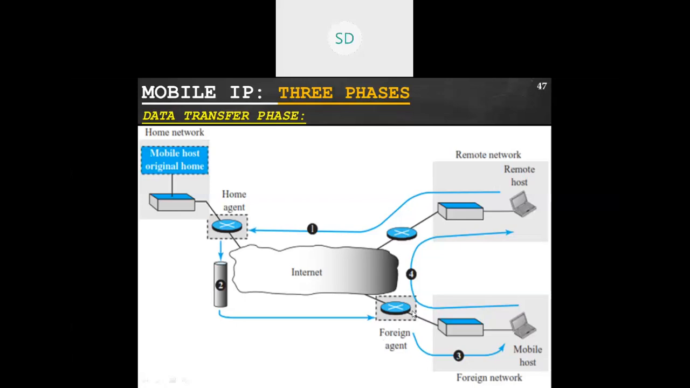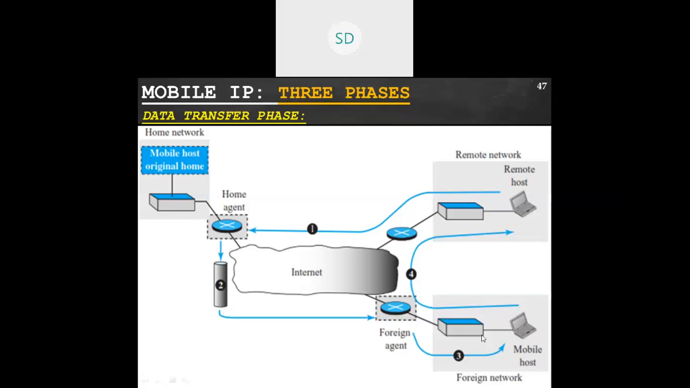So once this packet has reached the foreign agent, the previous packet, whatever encapsulation was done, will be removed, and then based on the table present in the foreign agent, it will come to know where exactly the mobile host is located, and it will transfer that particular packet to the required mobile host. This is at the foreign agent section.